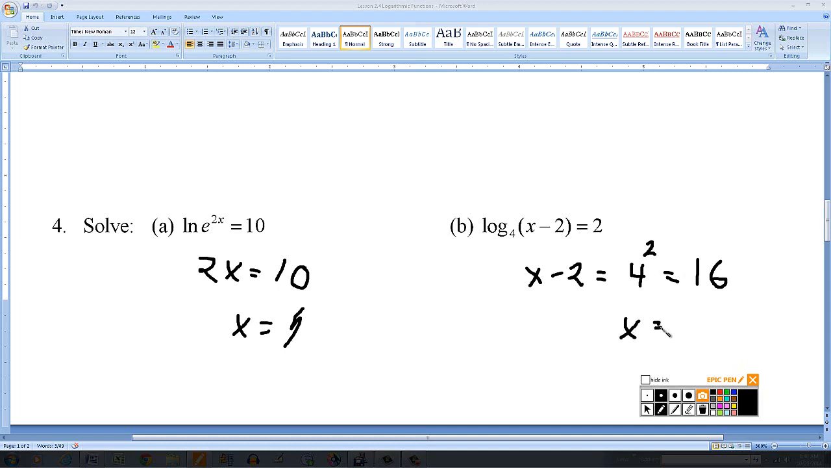Okay. Now in a later section we'll go into more detail. Solving logarithmic equations will be a little bit more complicated than these here. But in this case, these are pretty basic. That's the way you would solve them. Clear?